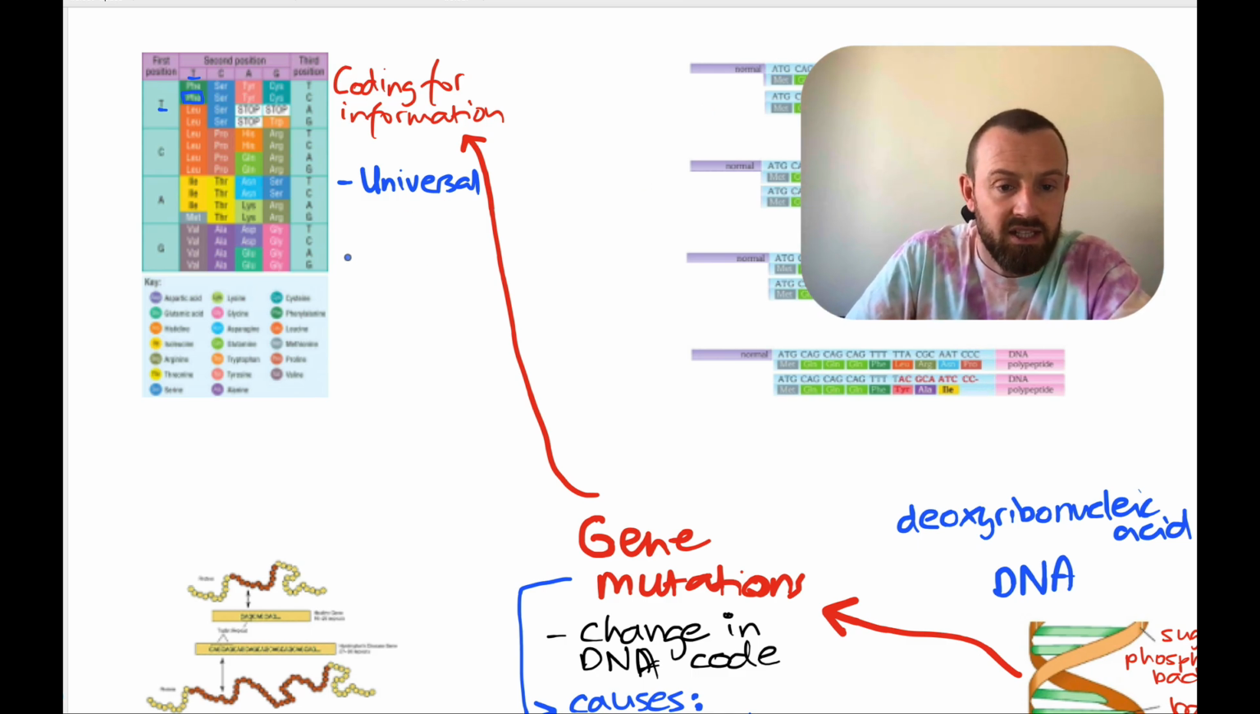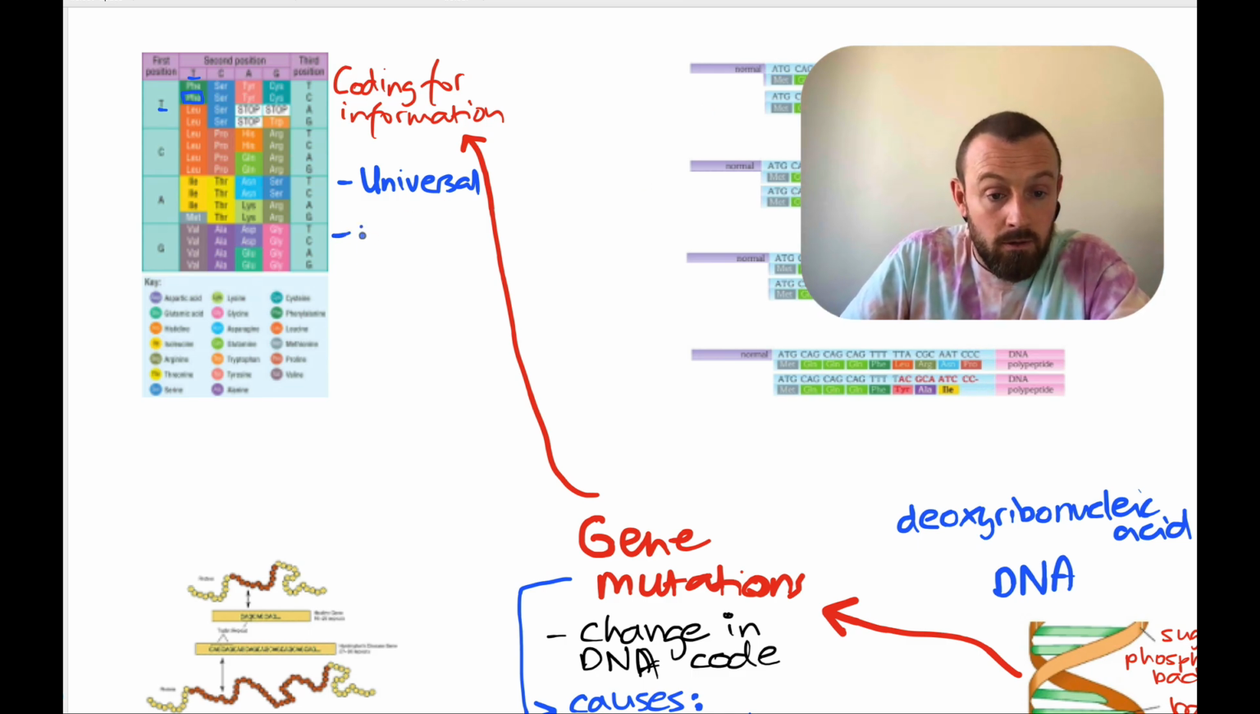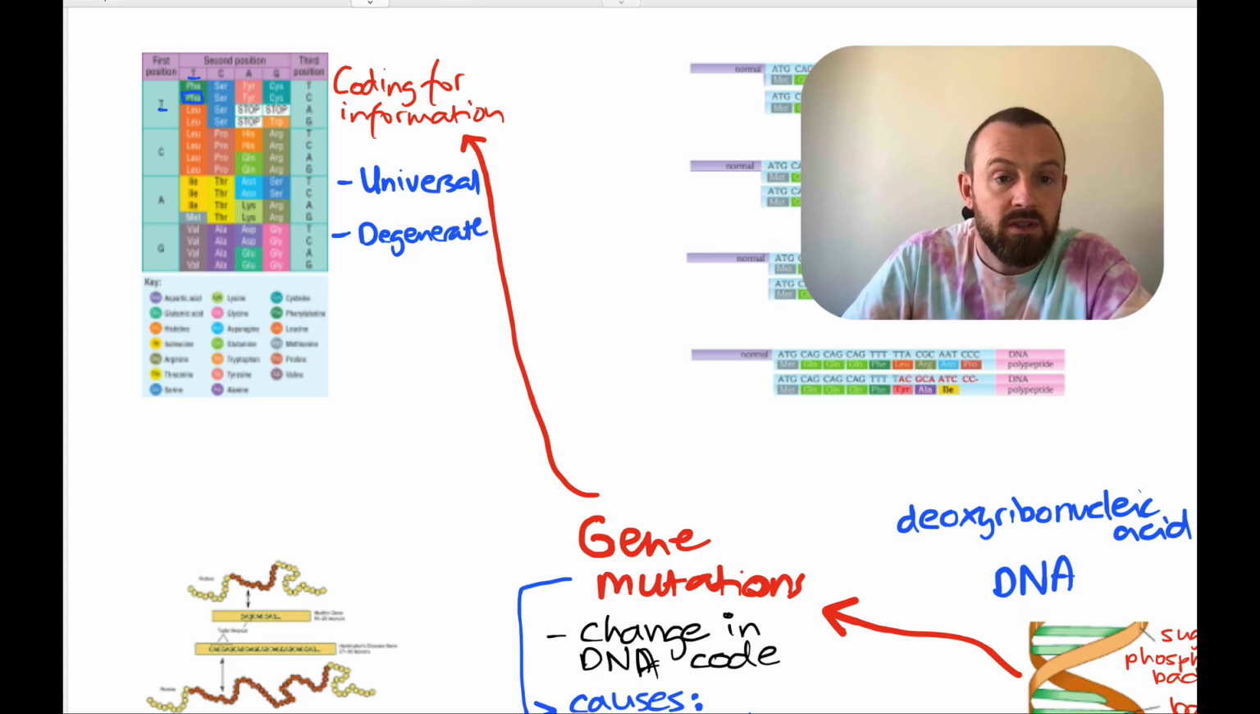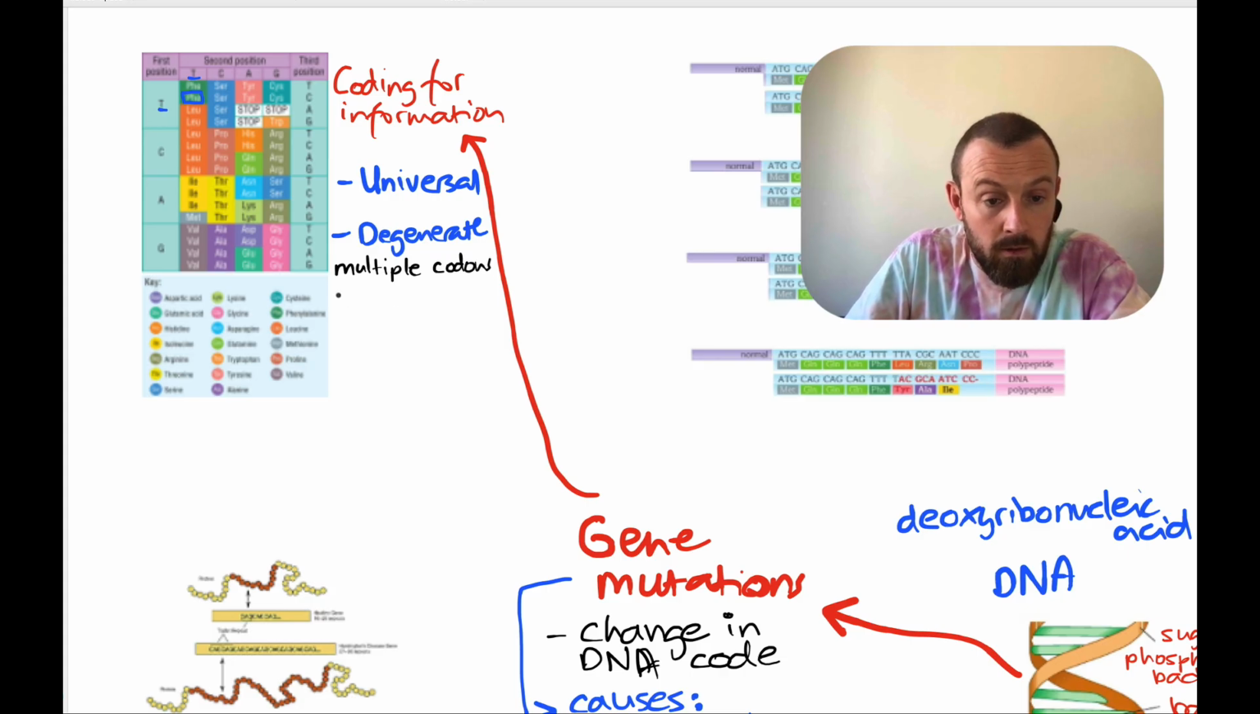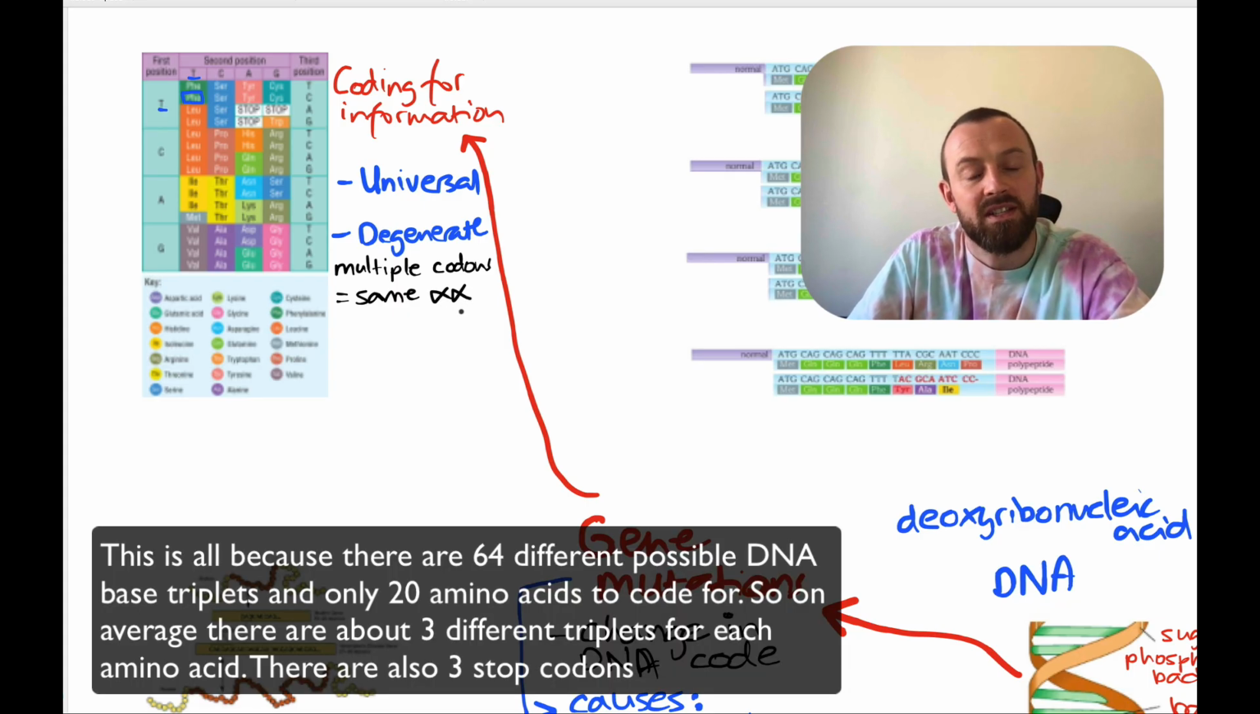Second thing is it is degenerate. So that needs a bit more explanation. That means multiple codons equal the same amino acid. Alpha alpha is a shorthand for amino acid, the same amino acid.